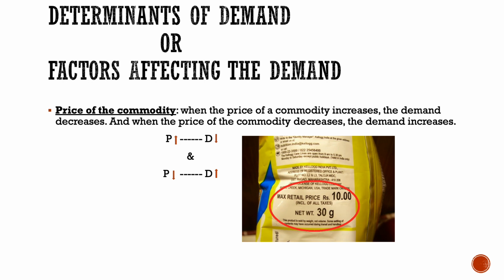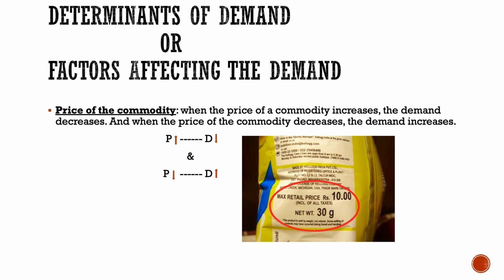We move on to the next topic, that is determinants of demand or factors affecting the demand. The topic determinants of demand and the question factors affecting the demand mean one and the same. The first factor which affects the demand is price of the commodity.